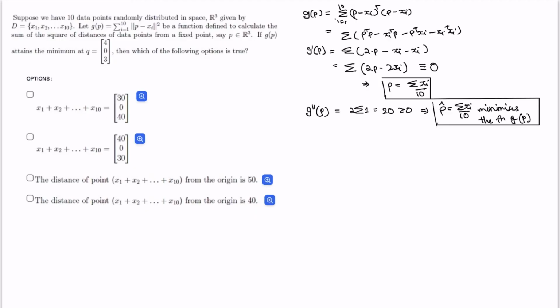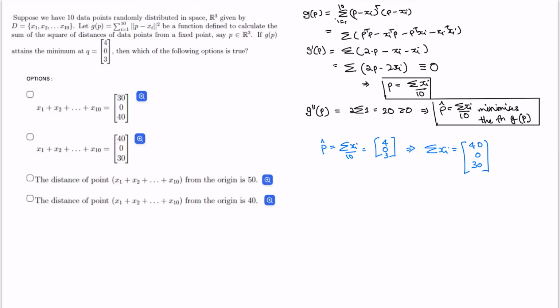Now let us see. It is given to us that this particular value where it is minimized is nothing but equal to (4, 0, 3), right? And we are asked to find what will be the sum of all these values, right? So we can say summation Xi is equal to (40, 0, 30). So the second option is correct.